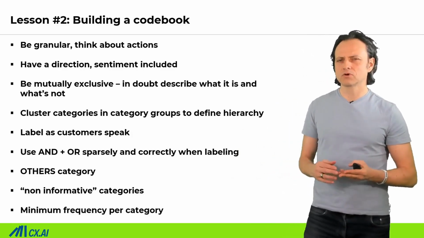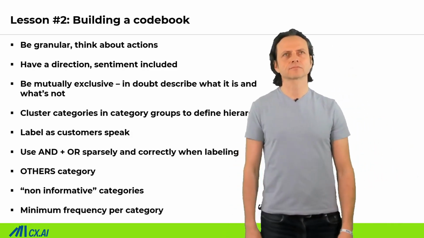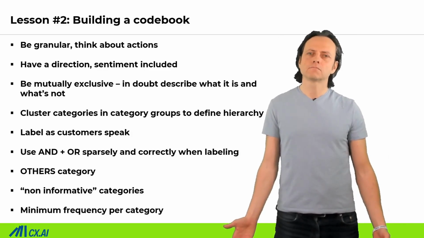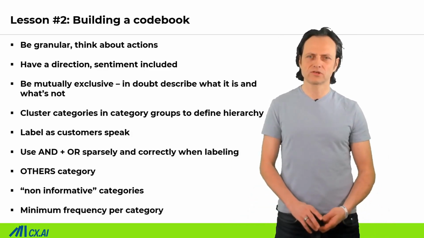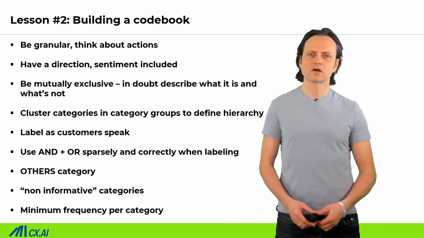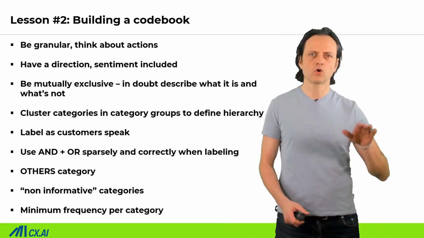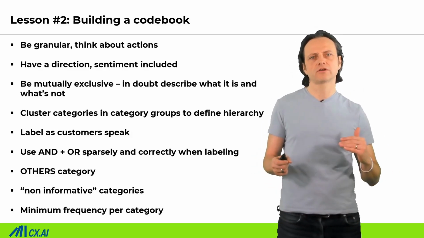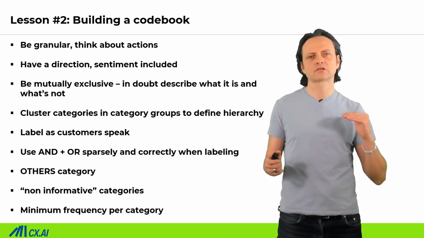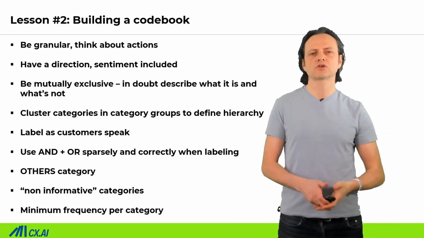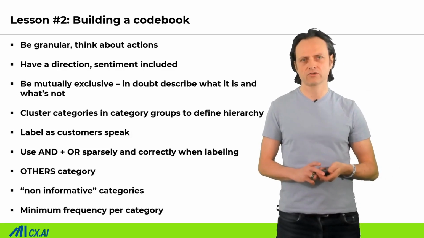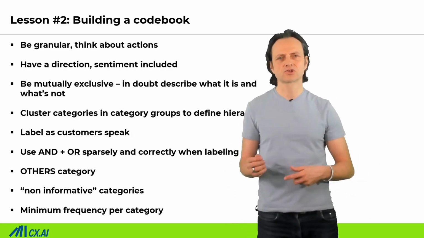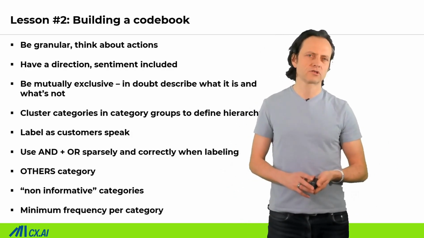Then there's the question, what's the minimum frequency of a category? And this depends on the usage. This is something you need to decide. You always start with no limits. You always build categories once they pop up. You open a new category if it's mutually distinctive from something already mentioned in the other categories. And at the end of the exercise, you can still decide to skip some of those categories if this is helpful.